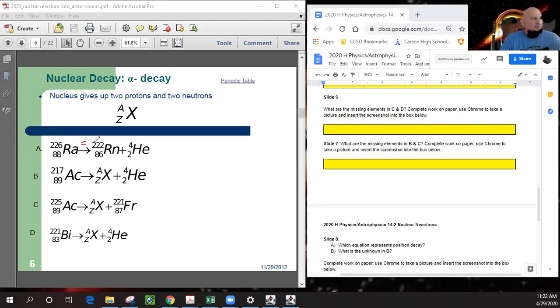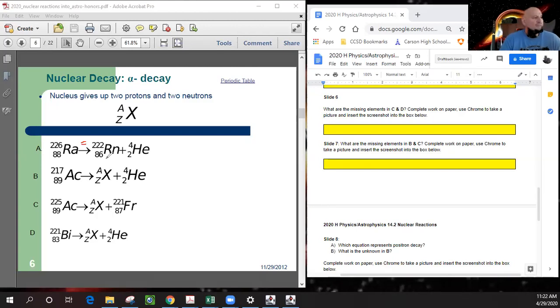Now look at this here. So this is 226, this is 222, and this is 4. So 222 plus 4 is 226, right? And the number down here is 86. This is the helium or the alpha particle here, which is 2. So 86 plus 2 is 88. Really cool.